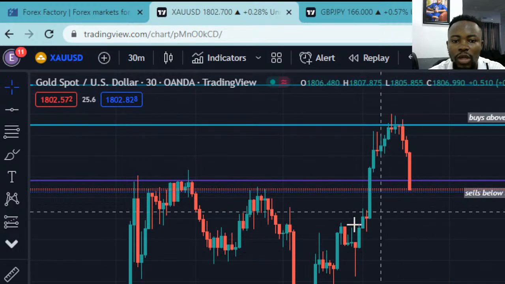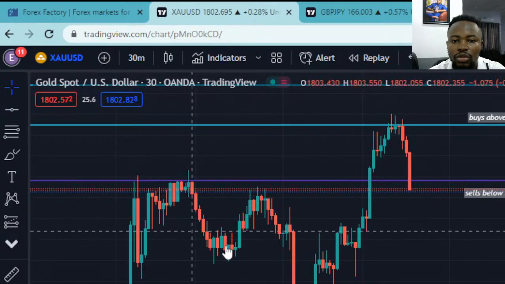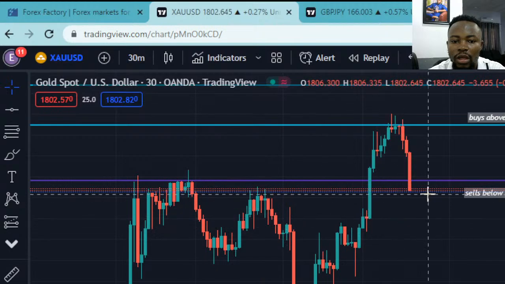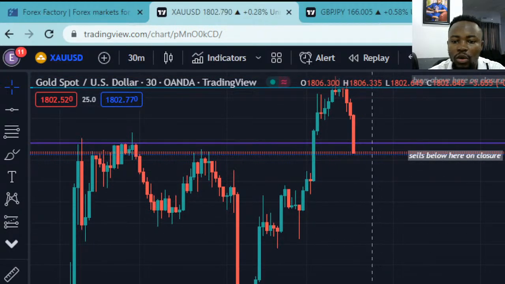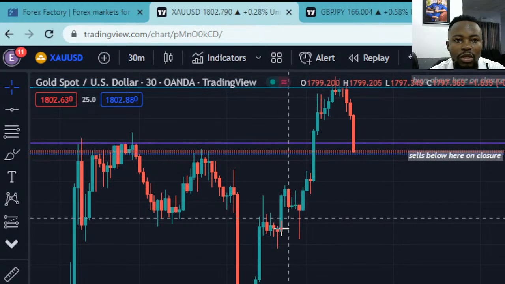At that point, we are expecting volume to push through this whole area here, and the idea is for us to correct this move from the Asian session.